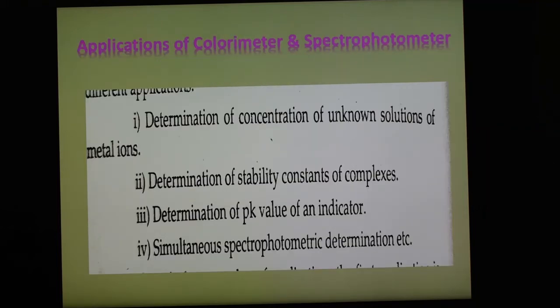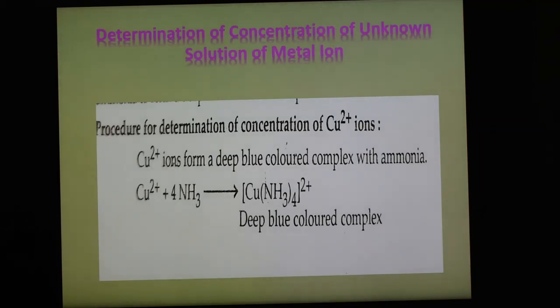In the next slide, these are some applications of colorimeter and spectrophotometer: determination of concentration of unknown solution of metal ion, determination of stability constant, determination of pK value of indicator, and simultaneous spectrophotometric determination of metal ions. But out of a number of applications, we are going to see one important application, that is the determination of concentration of an unknown solution. This is an important application, and there is also a practical on this part.